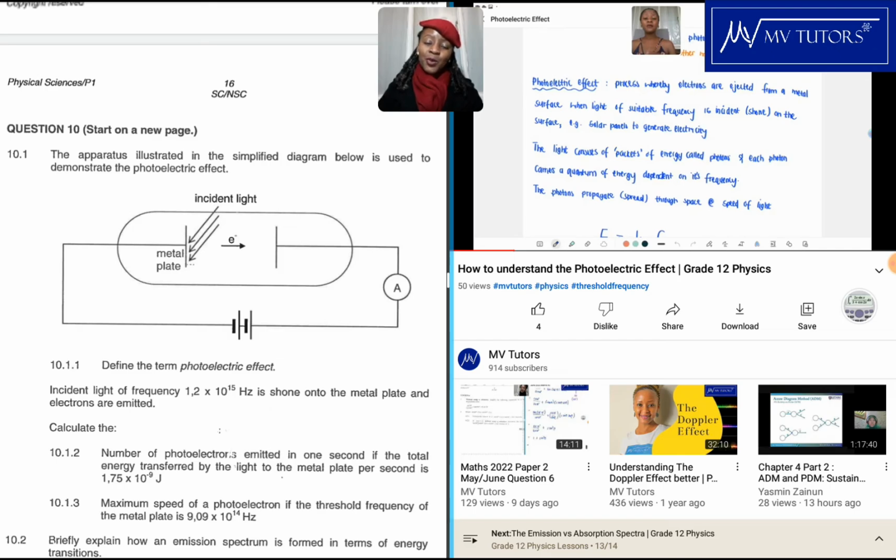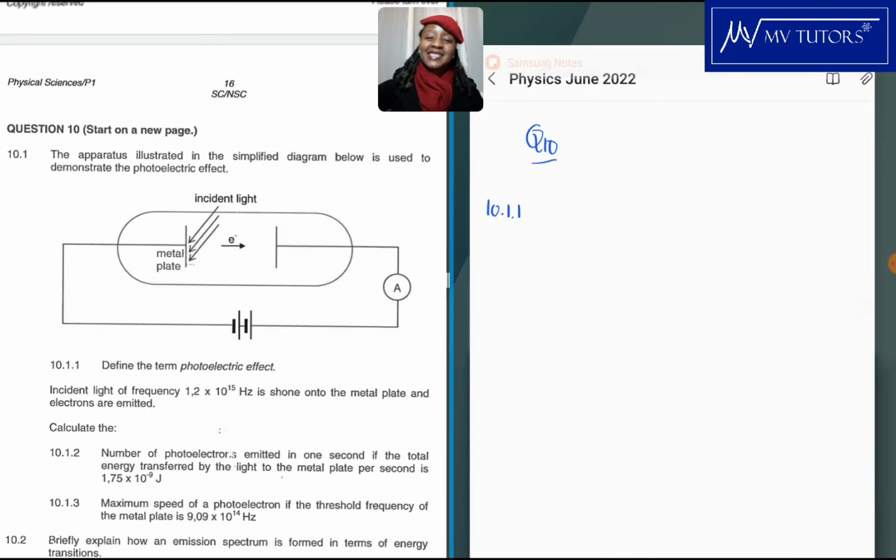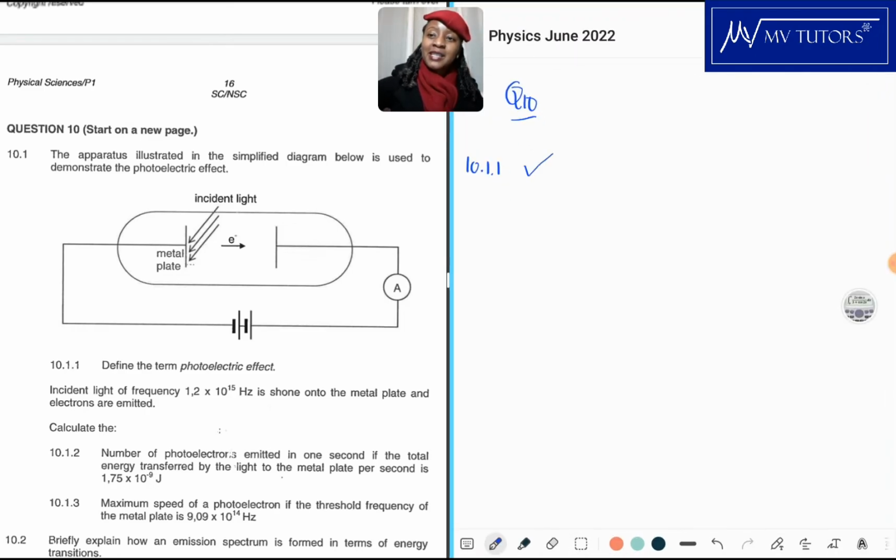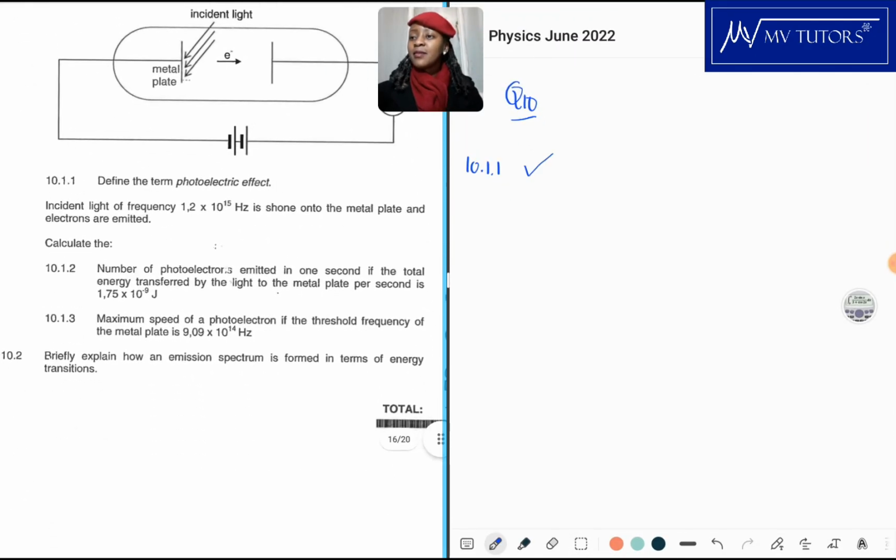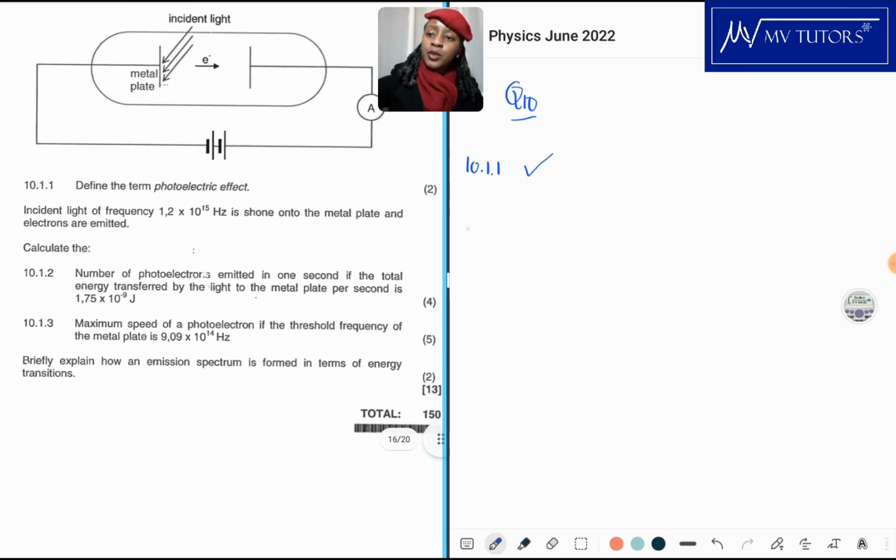If you want to know more about it, please do check out the video. It's quite short, well, depending on what you define as short, but you'll definitely understand what's happening. So yeah, we are done with the definition. And then 10.1.2.